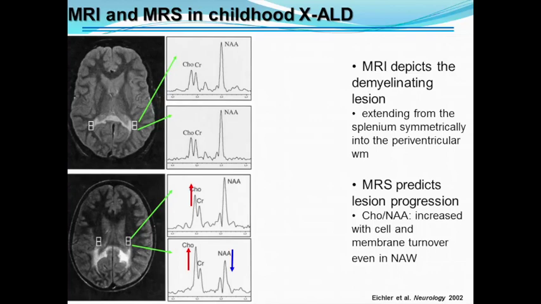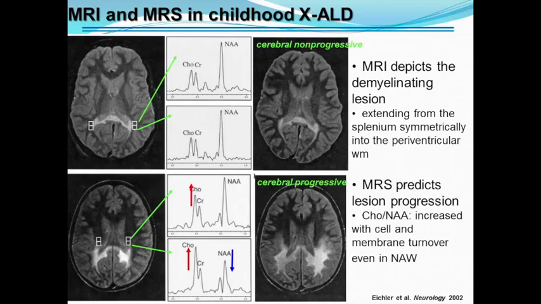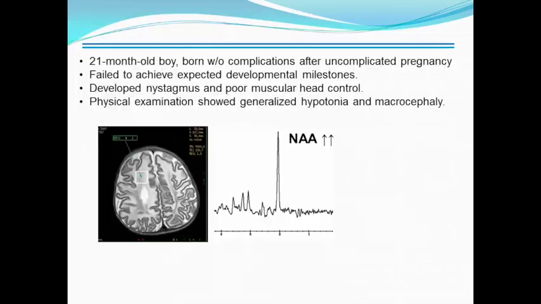So MRI is very good in depicting the demyelinating lesion. It's typically extending from the splenium symmetrically into the periventricular white matter. Sometimes it starts in the genu. But spectroscopy is good for predicting lesion progression. So they did spectroscopy in what they call the juxtalesional regions. So it's still normal appearing white matter, but very close to the lesion. When this looks normal, it's typically a good sign. If you see choline already being elevated and NAA being down, it typically led to a more progressive disease. So while this patient was non-progressive, this one was progressive, and that's 3 months later.